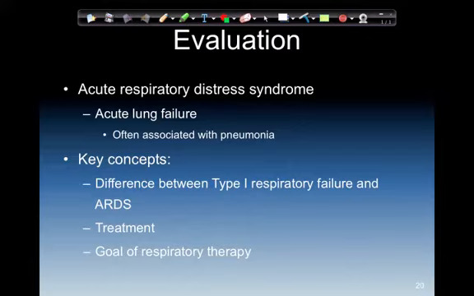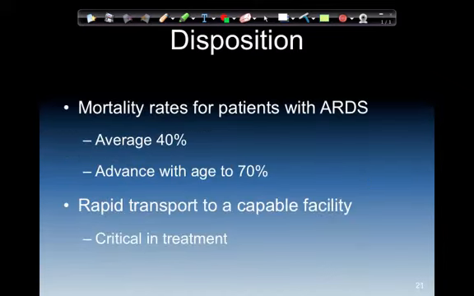The goal of respiratory therapy, maintain adequate oxygenation with a pulse oximetry or an SaO2 greater than 85%, but we would prefer greater than 90. Disposition. Mortality rates for ARDS average about 40%. Advanced with age, about 70%. Rapid transport to a capable facility is very critical in the treatment. We have to try to oxygenate them by any means necessary.